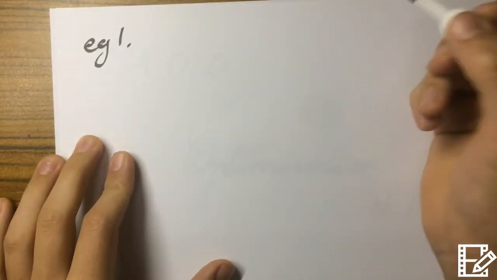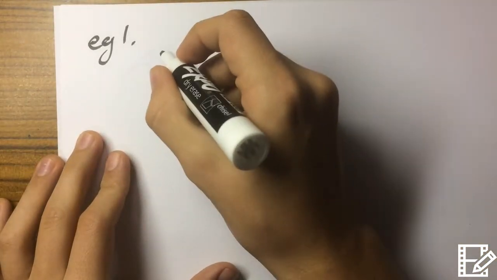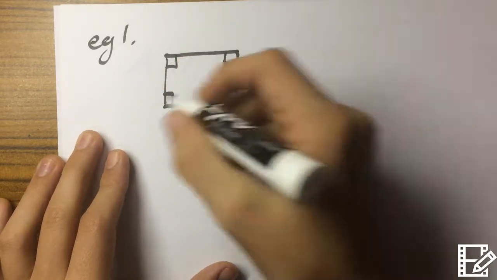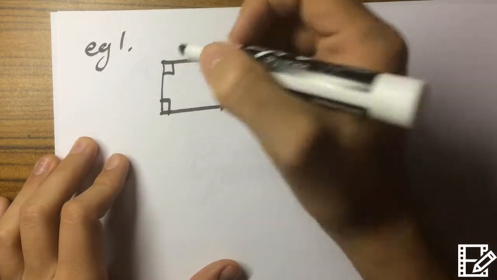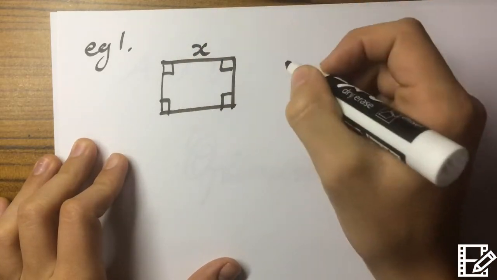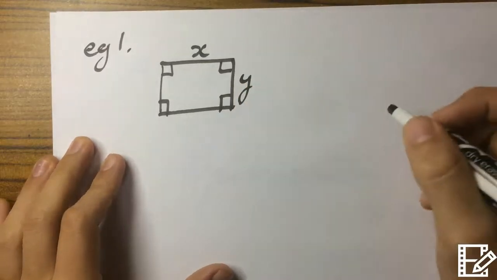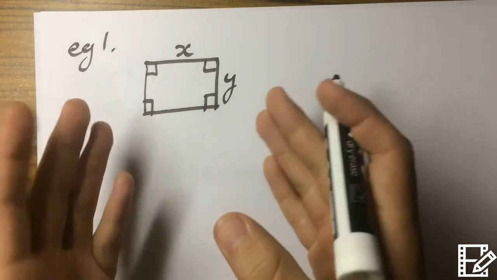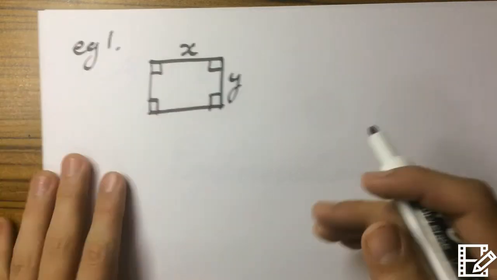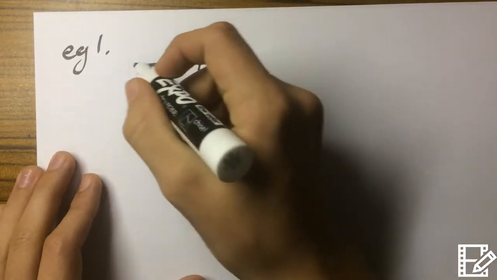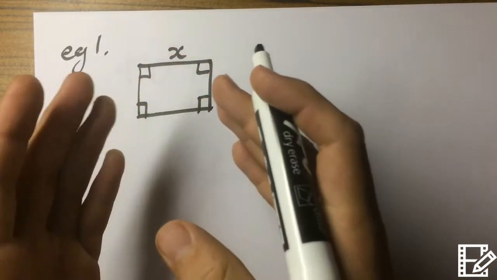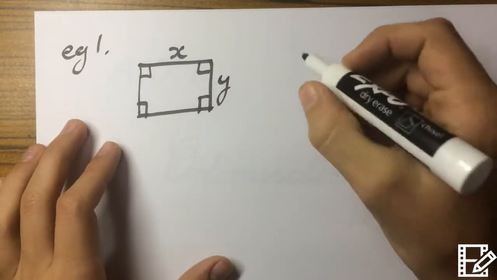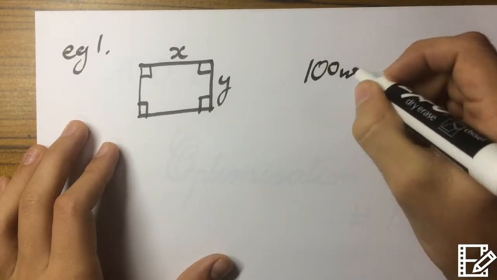Example 1. So we're going to start off with something basic for the first video, just a square or a rectangle, and we're going to have one side is going to be x and the other side is going to be y. And say we're optimizing a paddock for a farmer who's in the middle of somewhere, and he wants the biggest paddock, so it's got to have the maximum area, but the constraint is that he only has 100 meters of fencing.